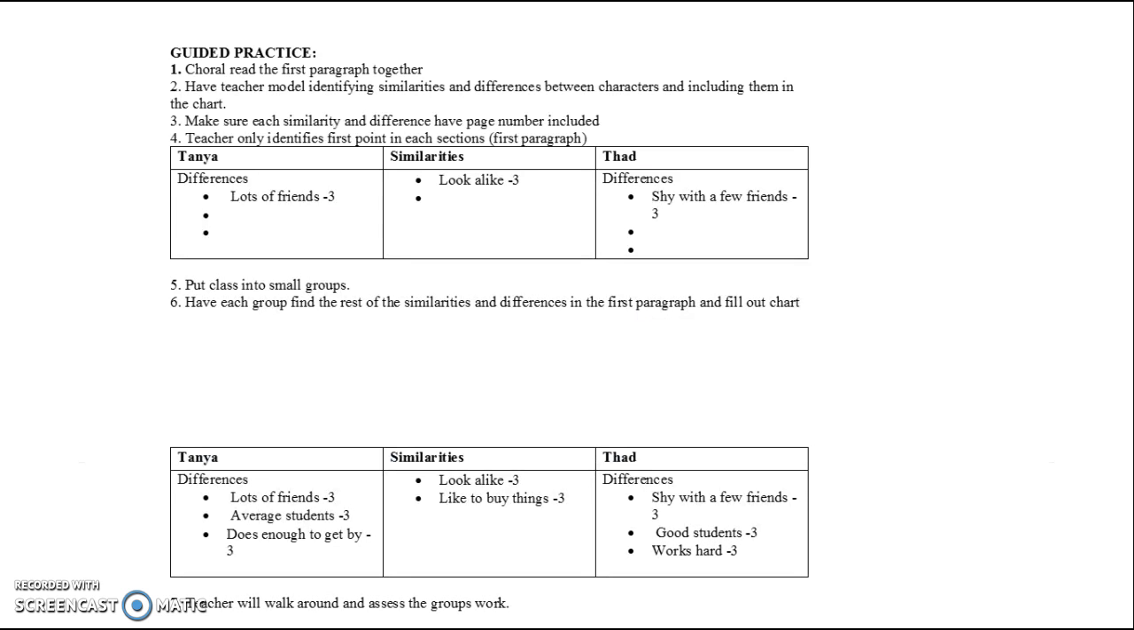And then here's another picture of the teacher's guided practice portion of the lesson plan. So first they're going to choral read the first paragraph together, have the teacher model identifying similarities and differences between the characters, including them in the chart. Make sure each similarity and difference has the page number included. Teacher only identifies the first point in each section, which would be the first paragraph. Then we will put them into small groups and have each group find the rest of the similarities and differences in the first paragraph and then fill out the chart. And this is what that would look like after the groups. And then the teacher will walk around and assess the group's work.